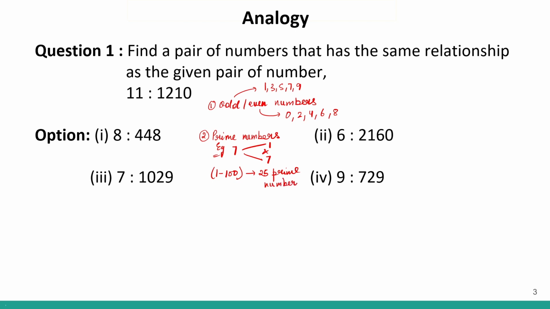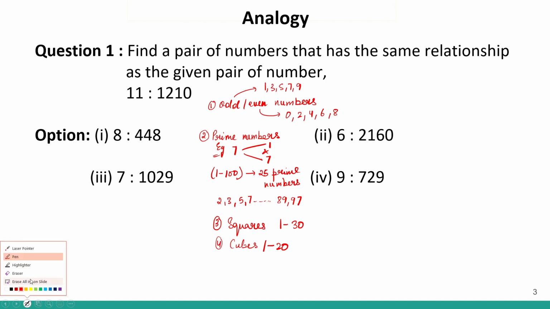Correct? Now, how do we start with prime numbers? What is the first prime number? 2, 3, 5, 7 and so on until 89 and 97. This much information you should know about prime numbers. Then you should know the squares of at least 1 to 30 and the cubes of at least 1 to 20. So this much information should be retained by you. Okay, so let us start by solving question number 1.